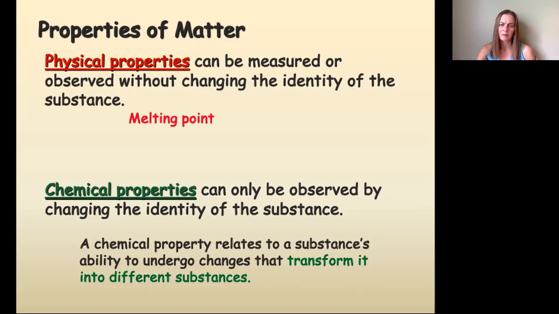Physical properties, on the other hand, can be observed without changing the identity of the substance. We can see at what temperature something melts, at what temperature something boils. We can measure the density. We can look at color. We can look at texture. We can look at state of matter. All of those are physical properties, and we can measure and observe those without changing the identity of the substance. Because remember, melting something is a physical process. So even though it's changing from a solid to a liquid, it is still the same substance. It's just in a different state of matter.